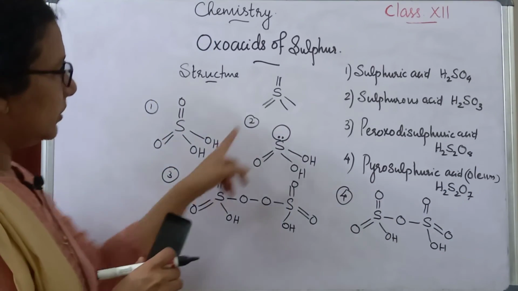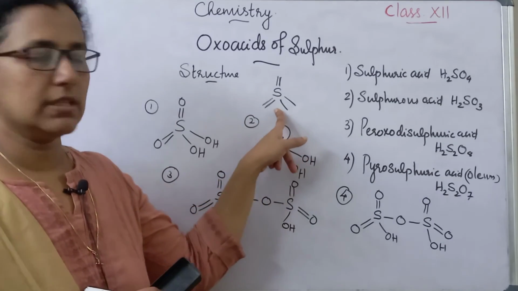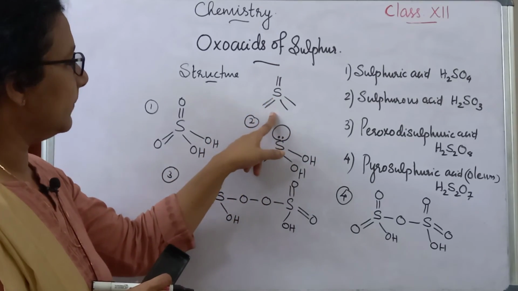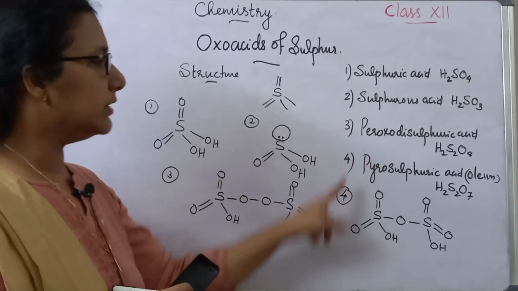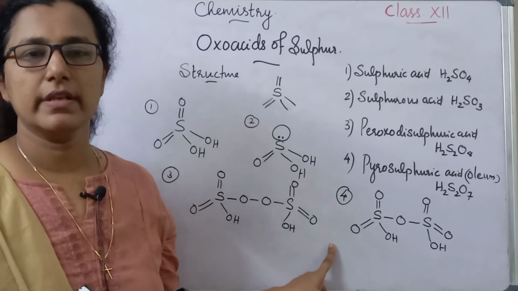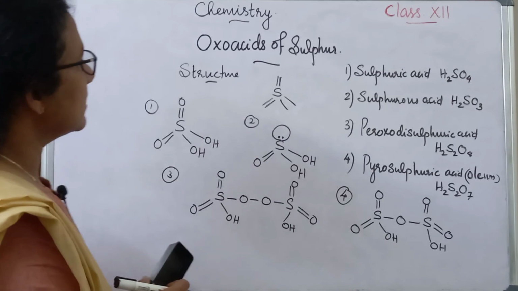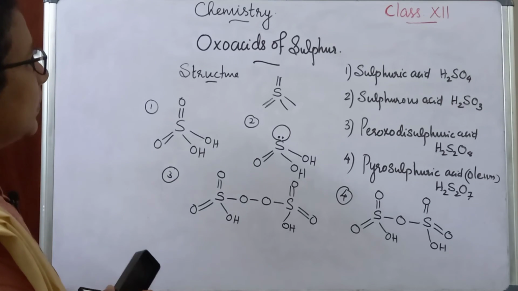So if you know the skeletal structure of sulphur in a tetrahedral fashion, we can easily draw all the structures of these oxoacids of sulphur. So this is about the structure of oxoacids of sulphur.